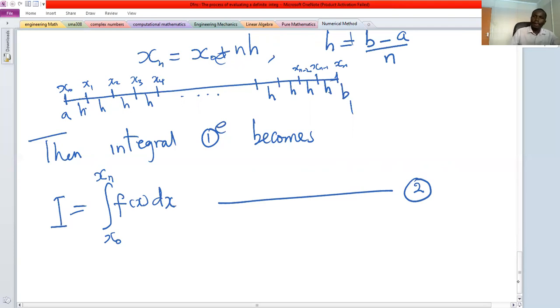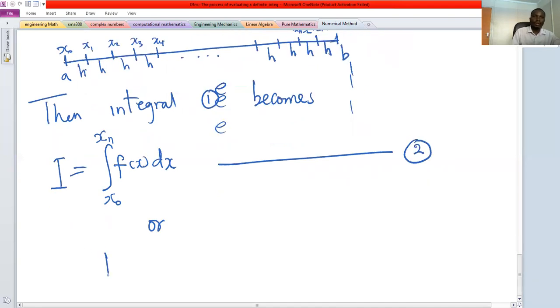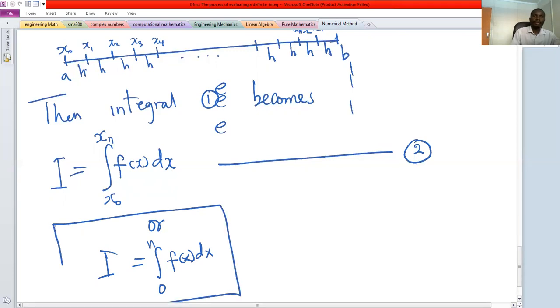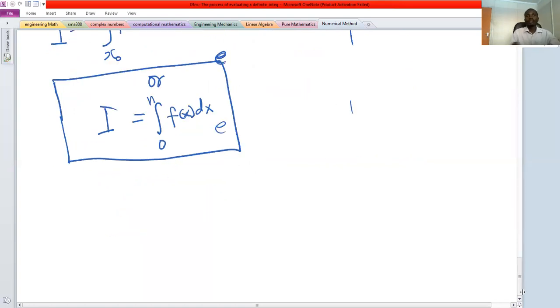So then now, we can write this one as, starting from x naught to xn, we have n subintervals. So similarly we can say that we're integrating from 0 to n f of x dx. There's another way we can interpret that integral 1: from the 0 strip to the nth strip, or the xn coordinate.